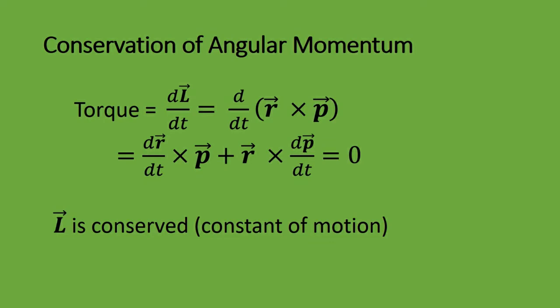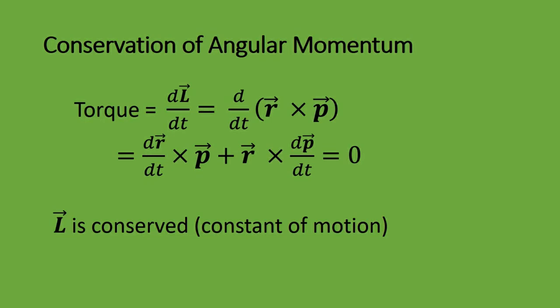Now the derivative of angular momentum means the derivative of the cross product r cross p. You should know from vectors that the derivative with respect to time of two vectors that are multiplied by each other, cross product, is equal to the derivative of the first vector dr by dt cross the second vector p, plus the first vector cross product with the derivative of the second vector. Now let's check those two terms and prove that the answer is zero.